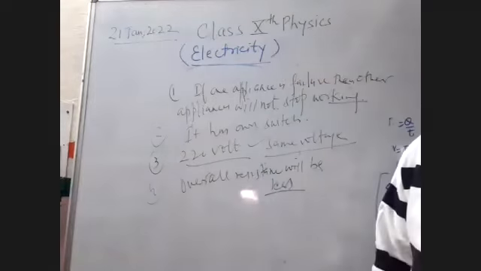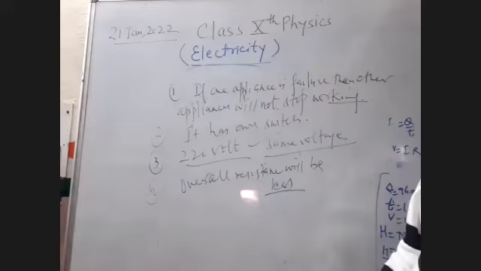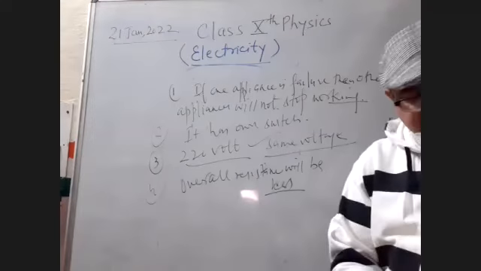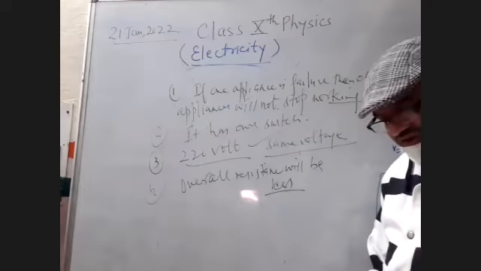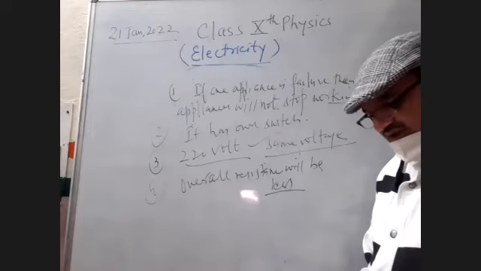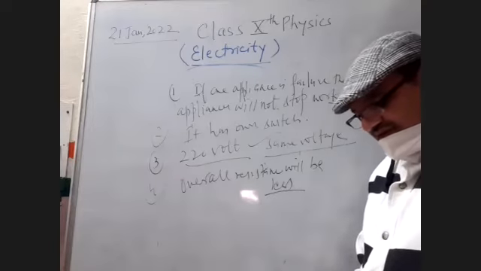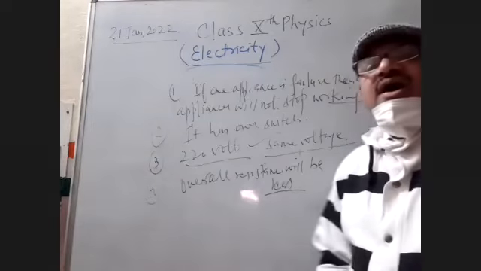Now we'll switch to the next question, question number 4. What does it say? Question number 4 says, how can the three resistances of 2 ohm, 3 ohm, and 6 ohm be connected to give 4 ohm and 1 ohm?